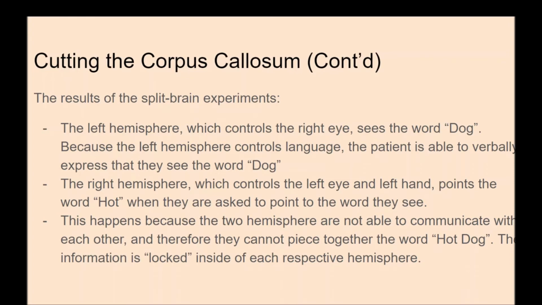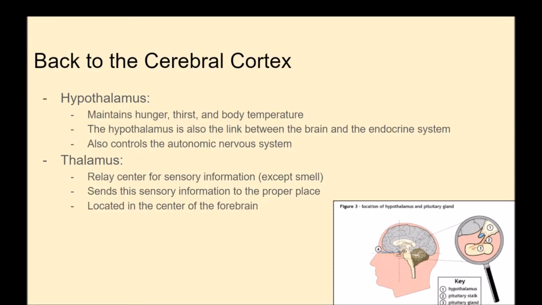So what they point to and what they say are different because there's two different words stored in their hemispheres. This happens because the two hemispheres are not able to communicate with each other and they can't piece together the word hot dog. The information is sort of locked inside of each respective hemisphere.